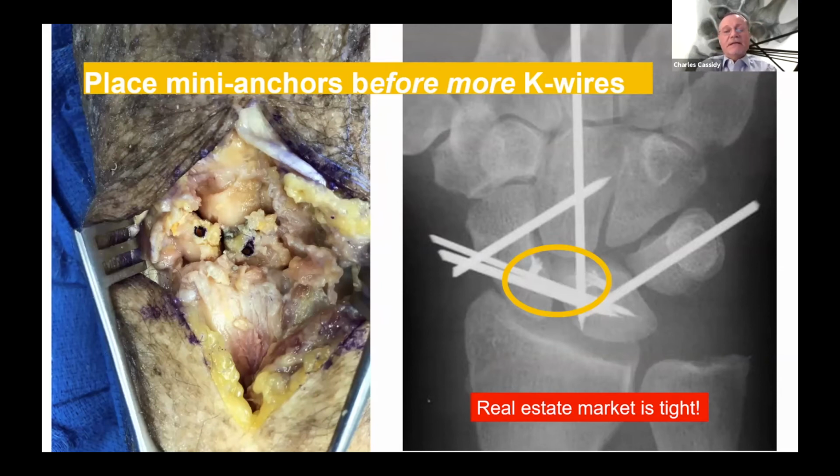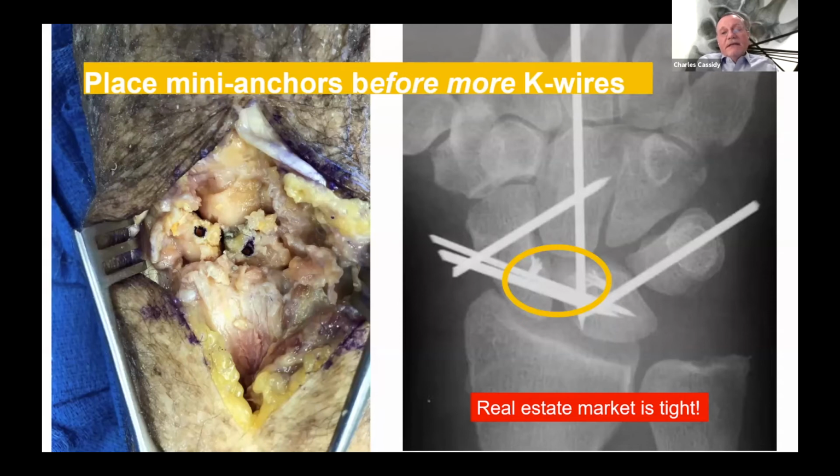So the next step for me is to take a look and see, because the real estate market is tight, to see if I'm going to use anchors, where they're going to go. And I like to place the anchors first, because you can pass a pin around an anchor, but you can't pass an anchor in a place where the pin has already been placed. Okay, so I put the anchors in.